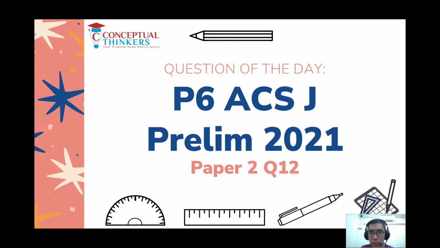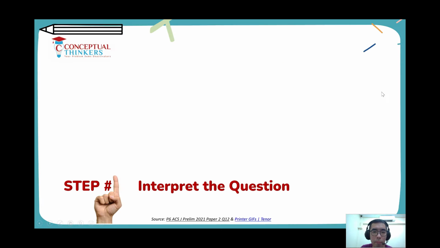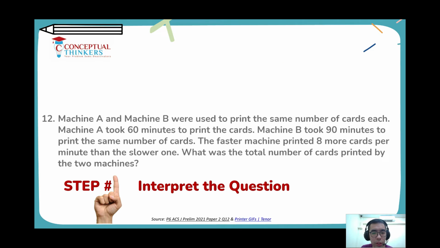So now today, let's look at the question of the day. It will be P6 ACS Junior Prelim 2021, Paper 2, Question 12. So let's interpret the question.